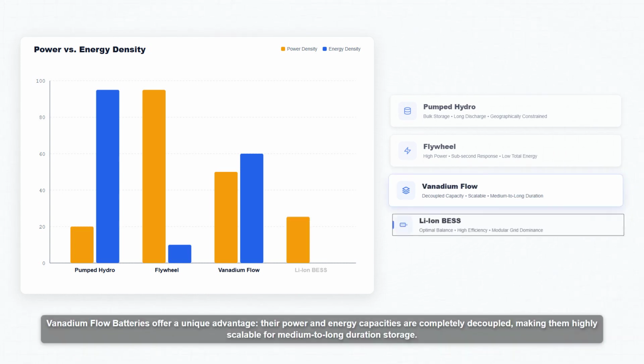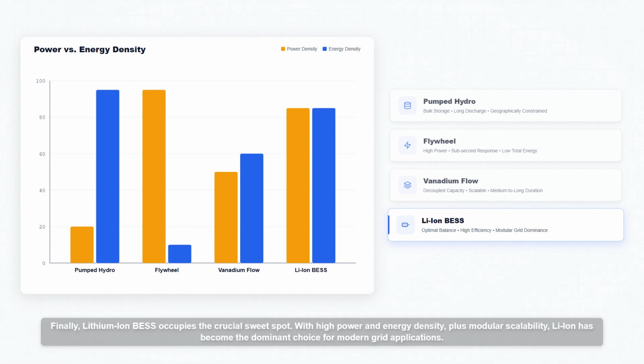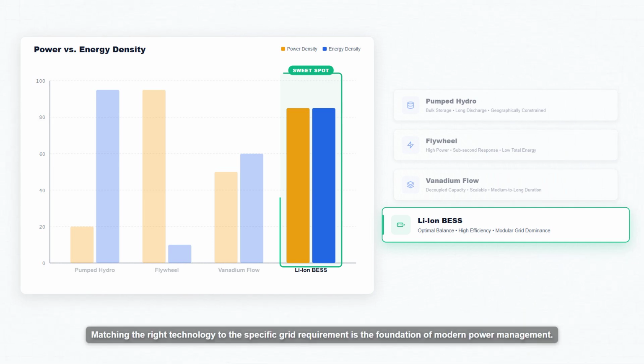Vanadium flow batteries offer a unique advantage. Their power and energy capacities are completely decoupled, making them highly scalable for medium to long duration storage. Finally, lithium ion BESS occupies the crucial sweet spot. With high power and energy density, plus modular scalability, Li-ion has become the dominant choice for modern grid applications. Matching the right technology to the specific grid requirement is the foundation of modern power management.